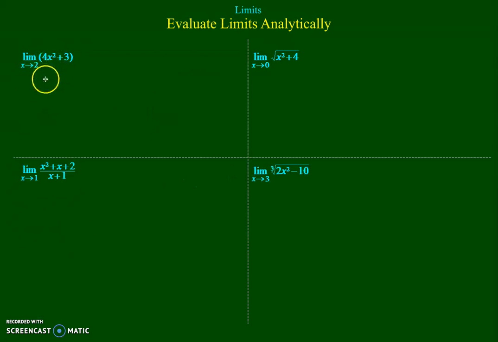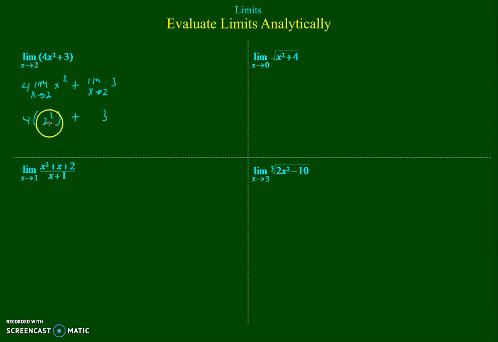In this first problem, we want the limit as x approaches 2 of this polynomial. And we know if we wanted to write this out using each one of the individual properties, this is the same as 4 times the limit as x approaches 2 of x squared plus the limit as x approaches 2 of 3. And we know this limit is just 3, and this limit is just 4 times 2 squared. And we can add these two together.